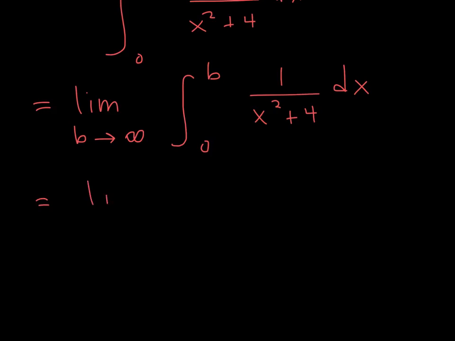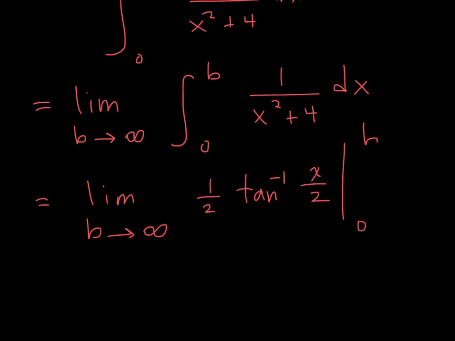So this is going to be the limit as b goes to infinity of 1/2 times inverse tangent of x over 2, evaluated from 0 to b. And this is just from our prior knowledge for integrating this type of expression. When you have 1 over the sum of 2 perfect squares, then this is like the little formula, if you will. We talked about this in earlier studies.